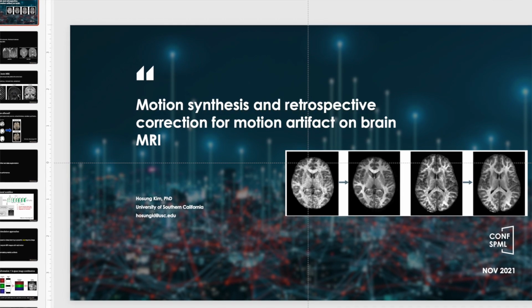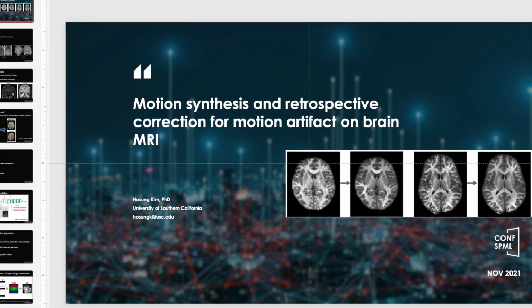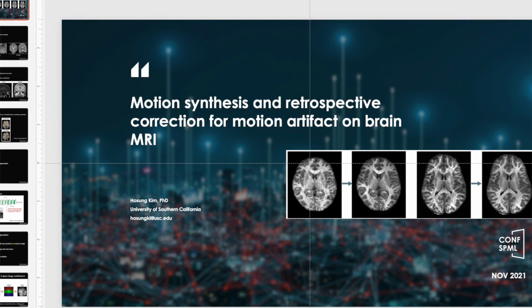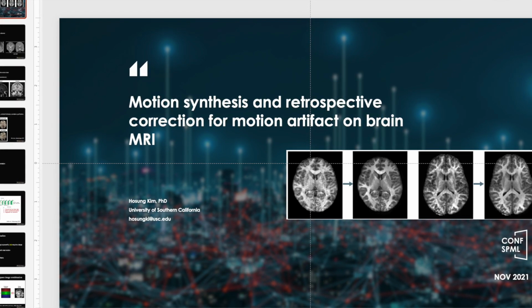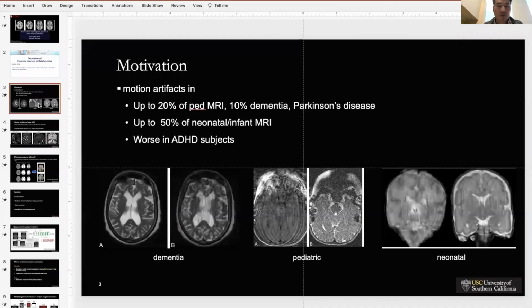My talk is about the recent techniques used for motion synthesis and retrospective correction for motion artifact on brain MRI. The reason why we are interested in correction of motion artifact is that this is one of the most common artifacts on brain MRI and other body scans too. But I'm going to focus only on imaging of the brain because this is my main field.